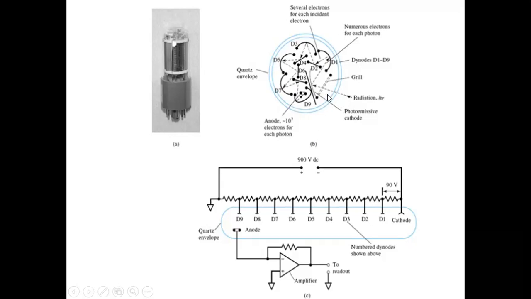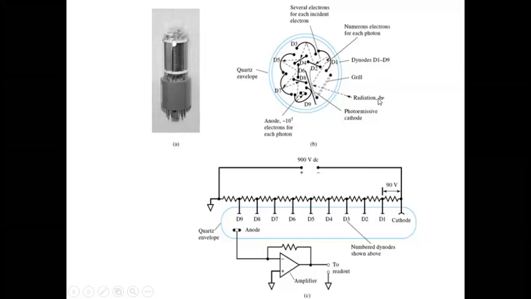This is inside the photomultiplier tube, and there is a grill or some opening for the radiation to come in, and it has these curved electrodes, we call them dynodes. There are 9 dynodes in the photomultiplier tube. So these dynodes have been arranged in different ways. You can see the orientation is different.